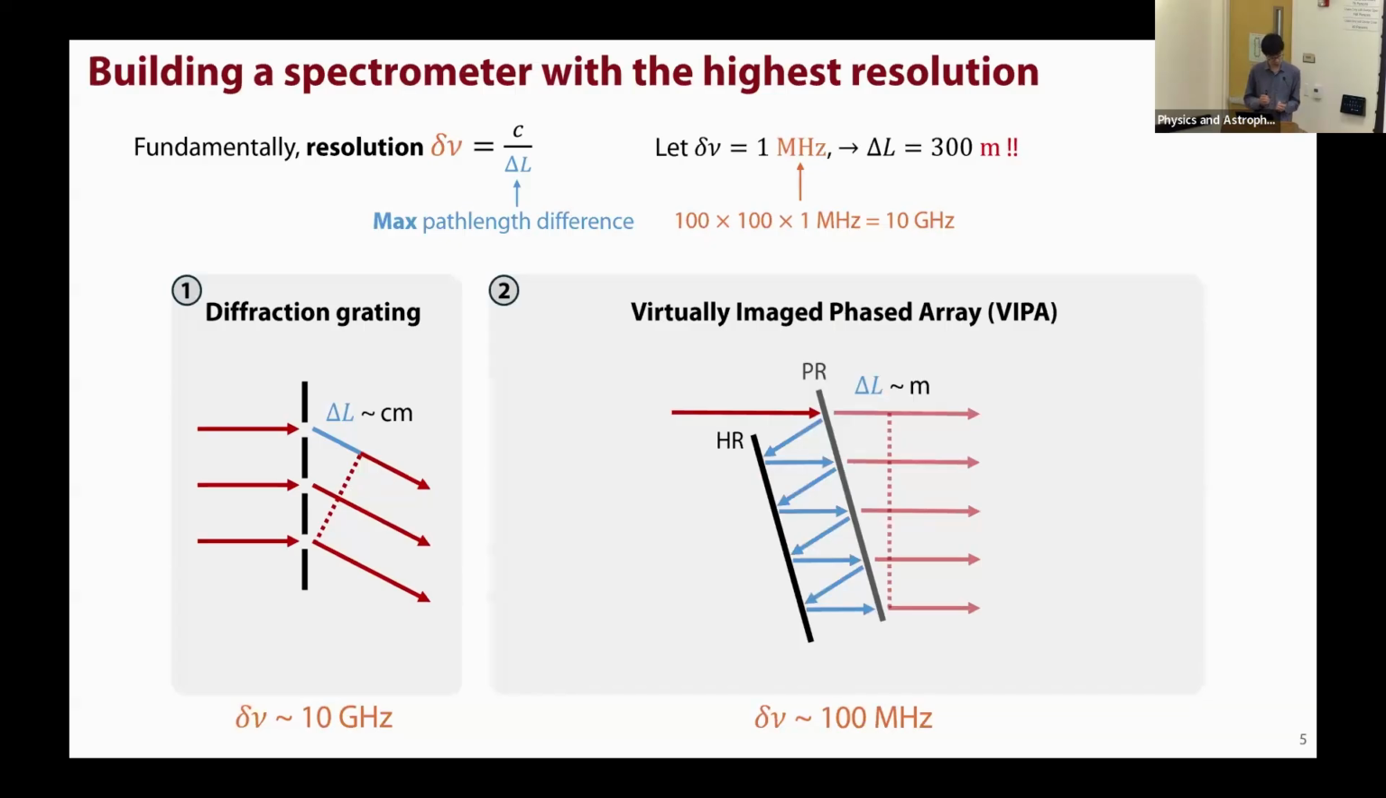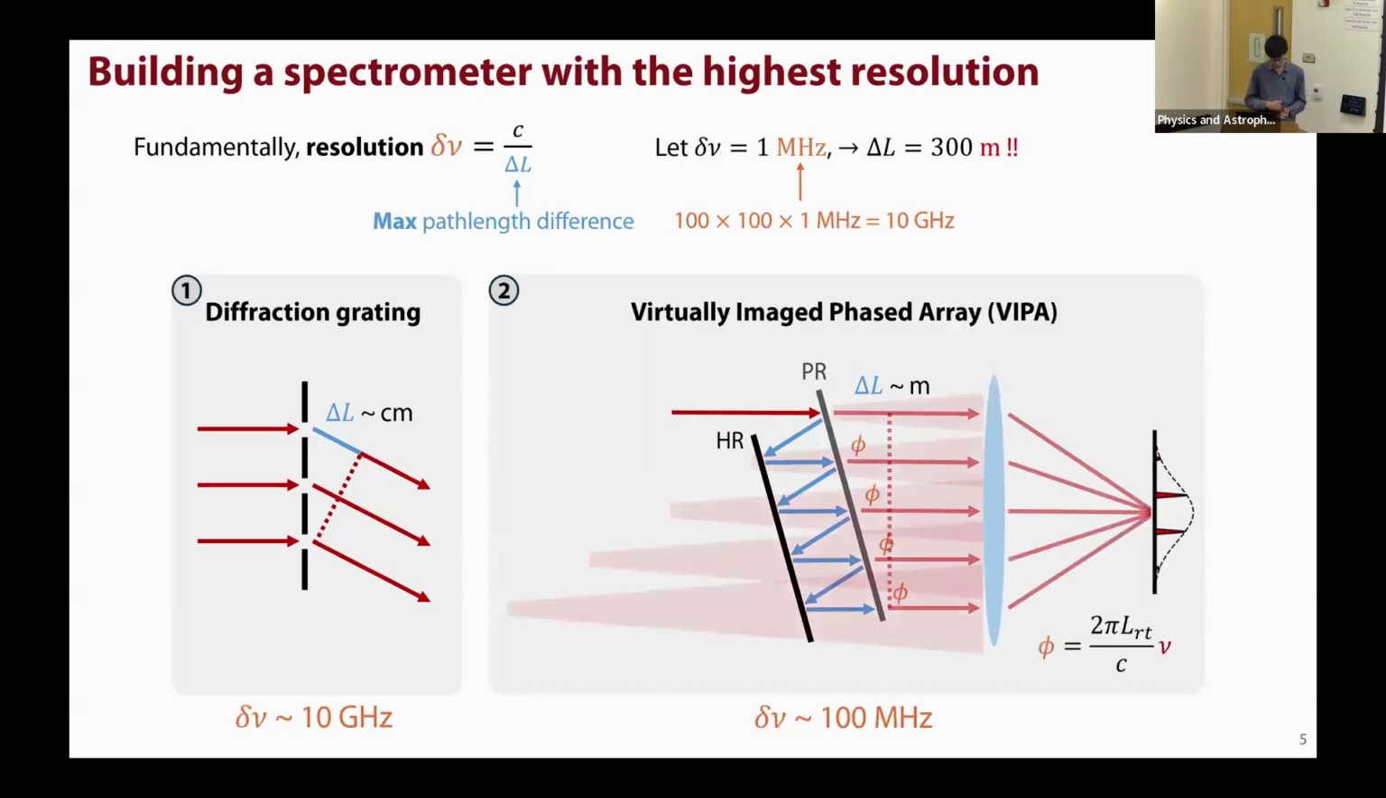The most dispersive object known to people, the virtually imaged phase array, or VIPA, folds a meter scale path length into repeated reflections between two surfaces. Therefore, it can have a frequency resolution of about 100 megahertz. The incident beam outcouples at each round trip, and a lens interferes all these beams, forming a sharp interference pattern whose position depends on the input light frequency.